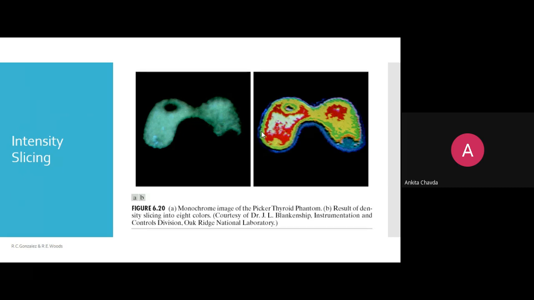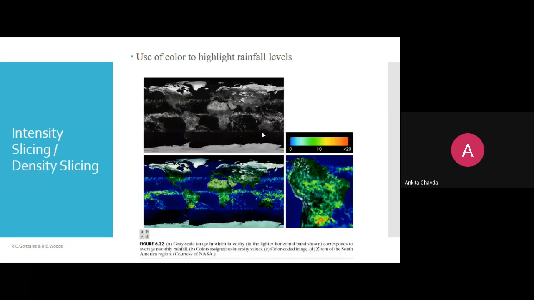So this is what we have seen. Another application, this one. You can see the different satellite images. They are grayscale images. After these grayscale images, we are converting them into color images, right?